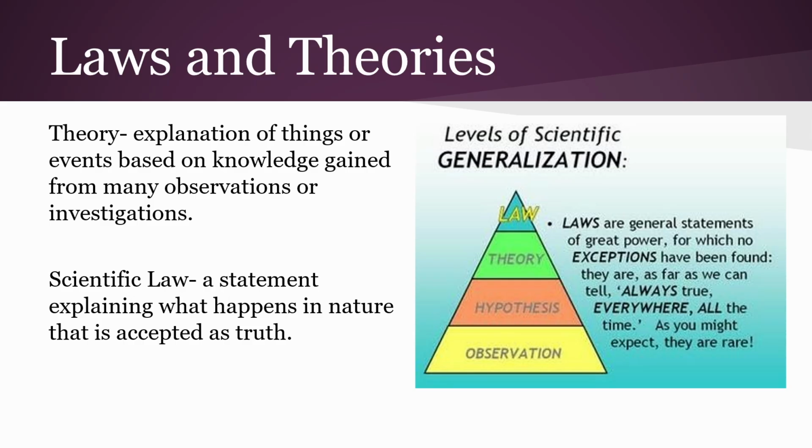Laws and theories. It's my favorite part of this chapter. Most of the time, these two terms are confused. A theory is an explanation of things or events that is based on knowledge gained from observations and investigations. A scientific law is a statement that describes what happens in nature. The most useful distinction is that a law describes a pattern or relationship, while a theory helps explain why that pattern occurs.